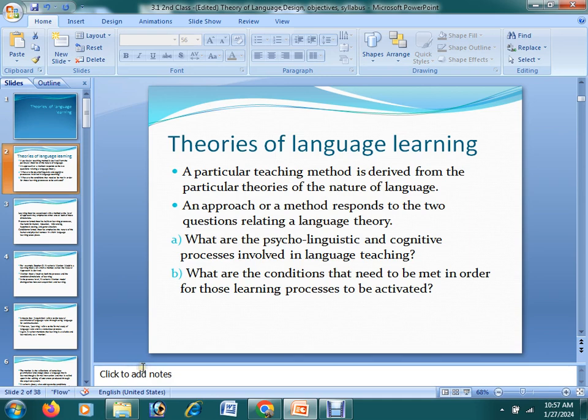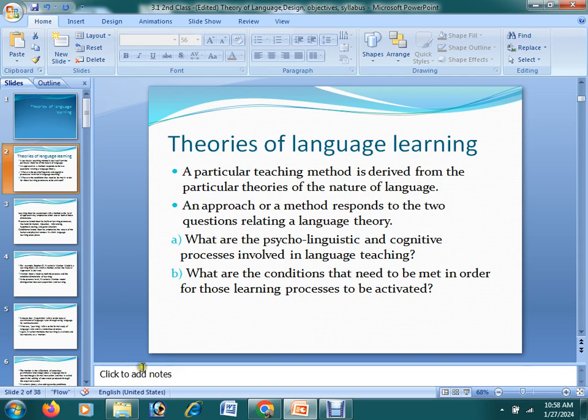So a particular teaching method is derived from a particular theory. One theory can derive one method or different types of methods, and one method can derive several kinds of techniques. Okay, and those theories will be based on the nature of language. And an approach or a method responds to two questions relating to language theory.